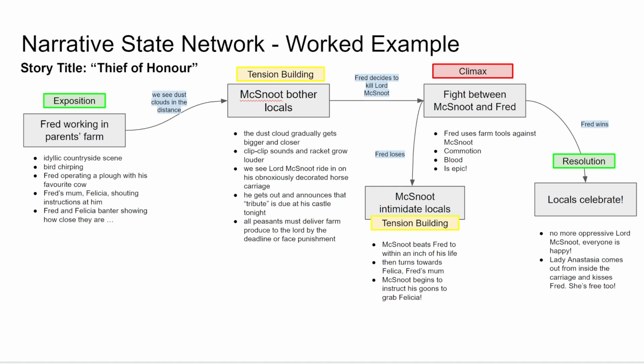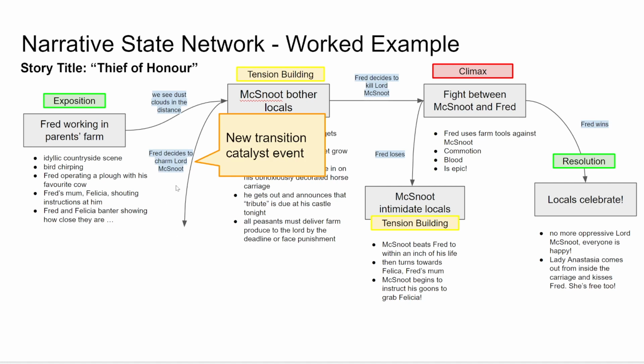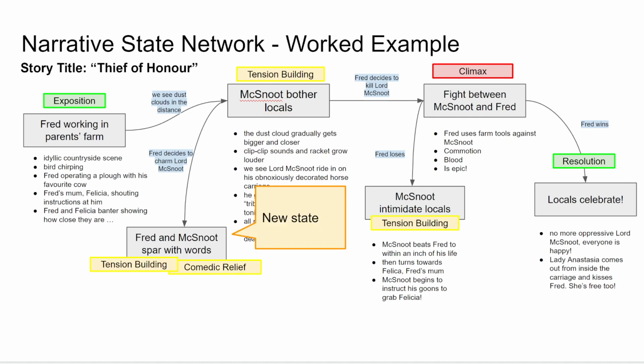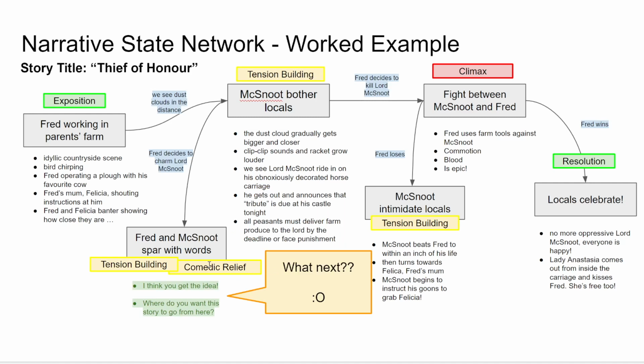What I'm thinking is, since we talked about charming, maybe we don't need to fight Lord McSnoot straight at the very beginning. Maybe we don't need to wait until we get beaten up to start using our charms. Maybe we just decide to charm Lord McSnoot at the beginning. That's the new transition, and we build that out. We have some opportunity for comedic relief as well, because you're now not sparring with fisticuffs. You're sparring with words, so there are some jokes to be had there.